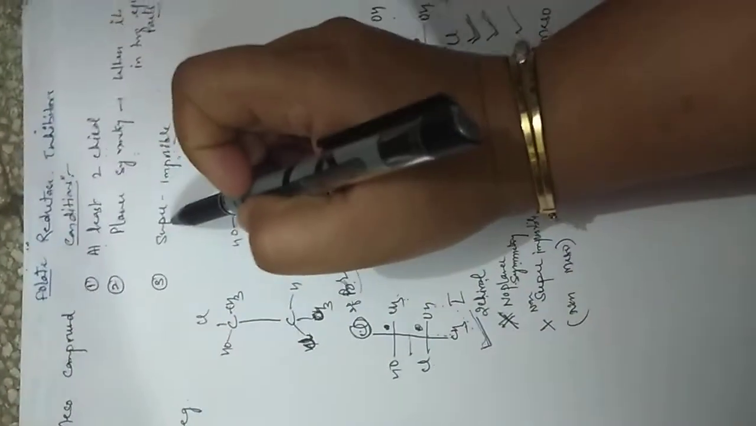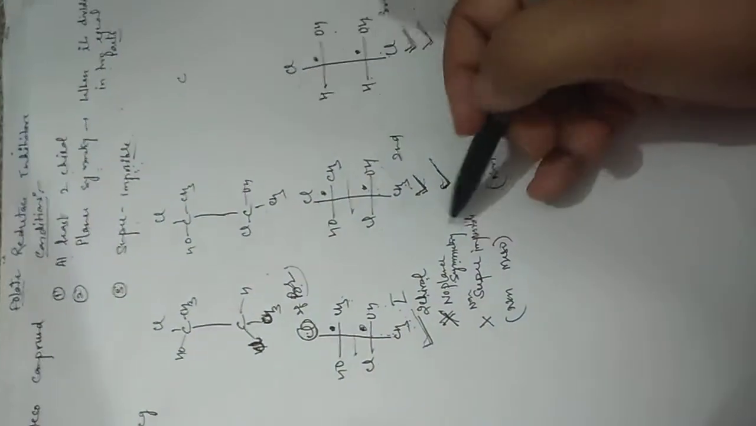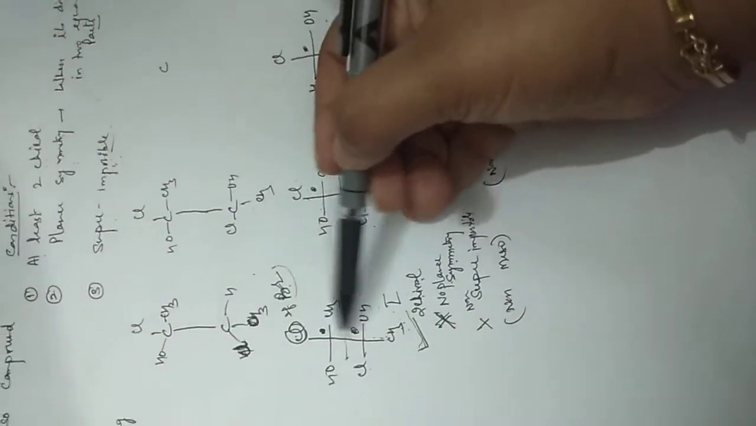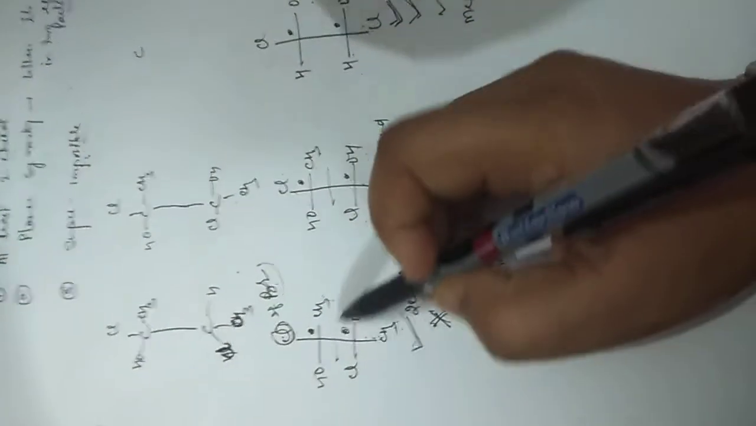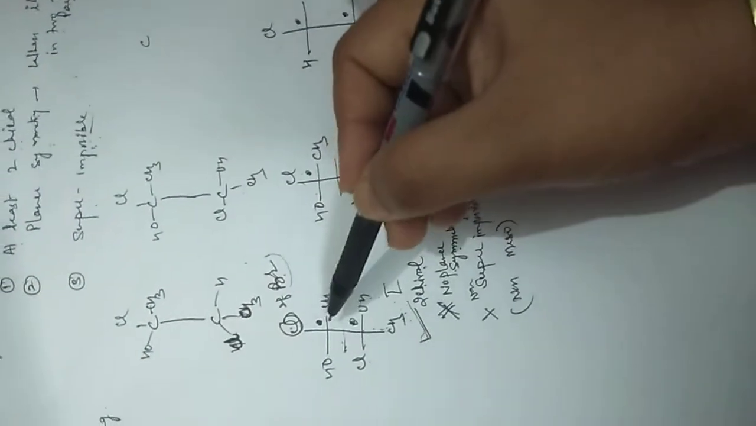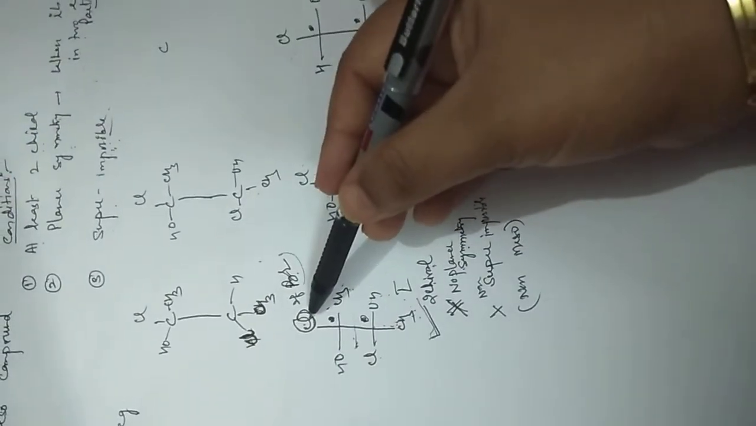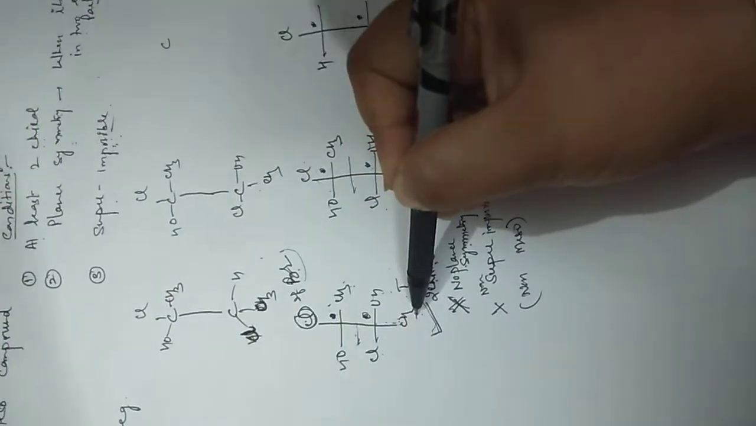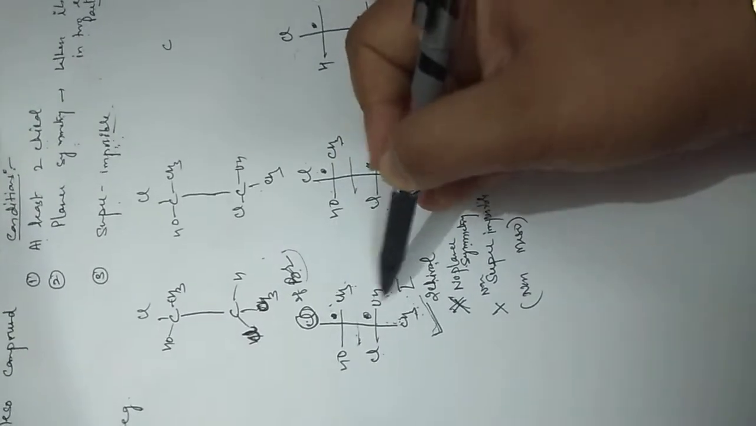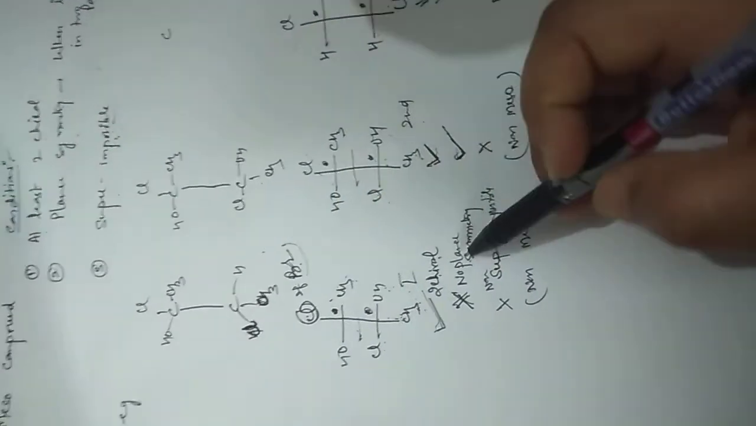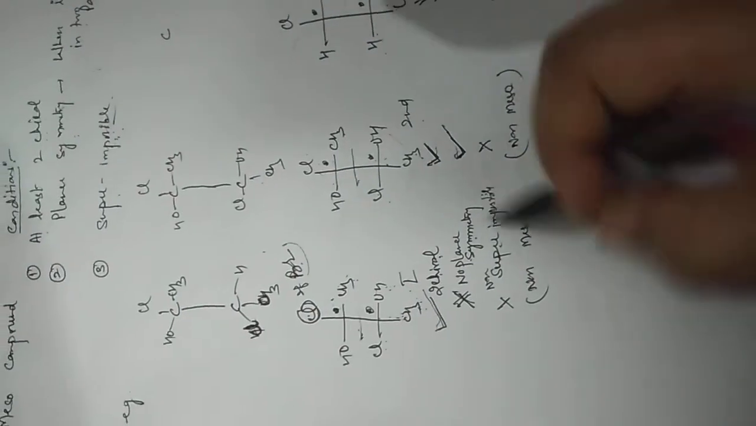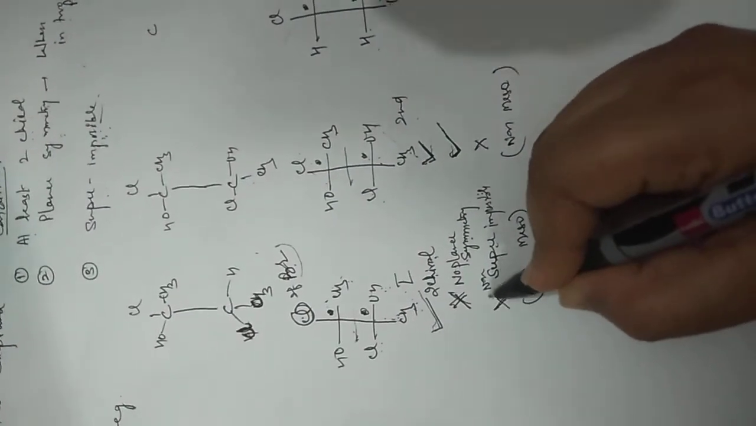And the third condition is the superimposable. Superimposable means overlapping each other. If this part is placed on this part, chlorine is placed on the CH3, CH3 placed on the OH. So this is non-superimposable, so the condition is not complete.